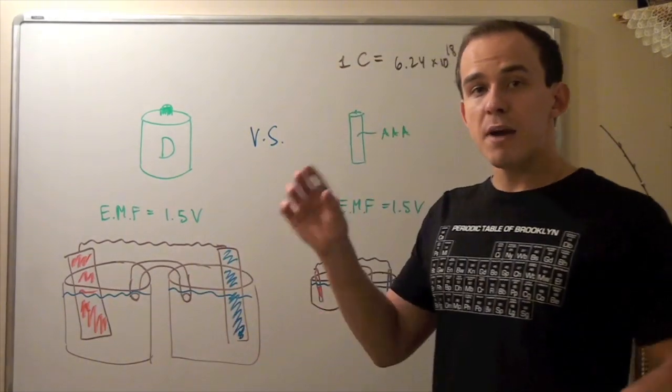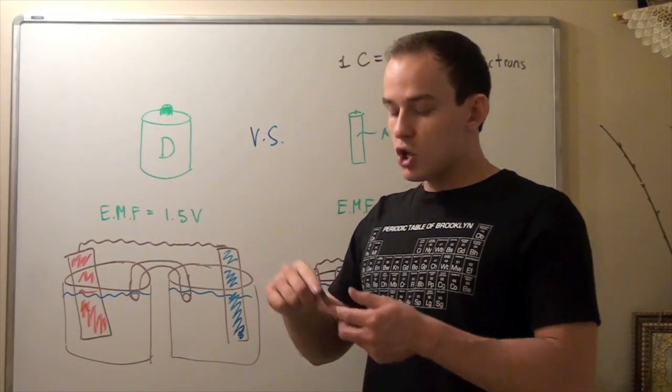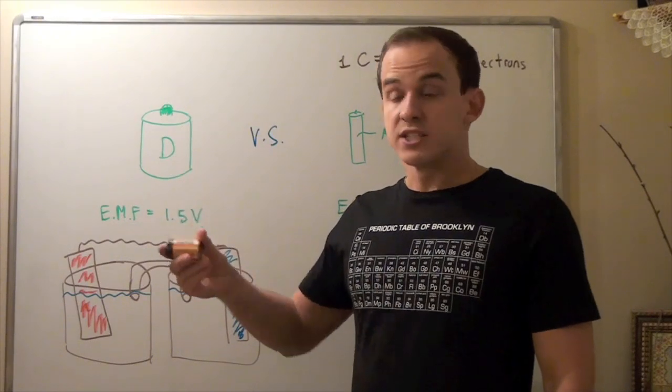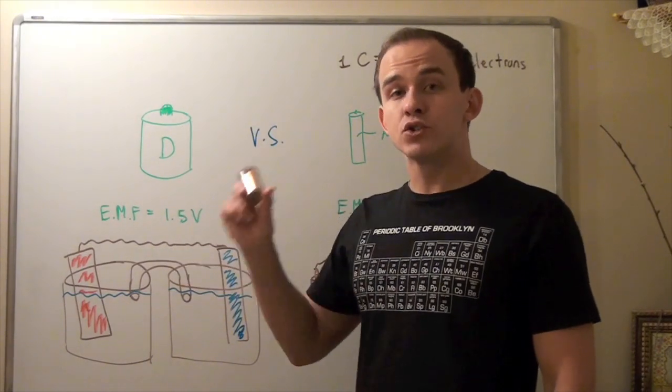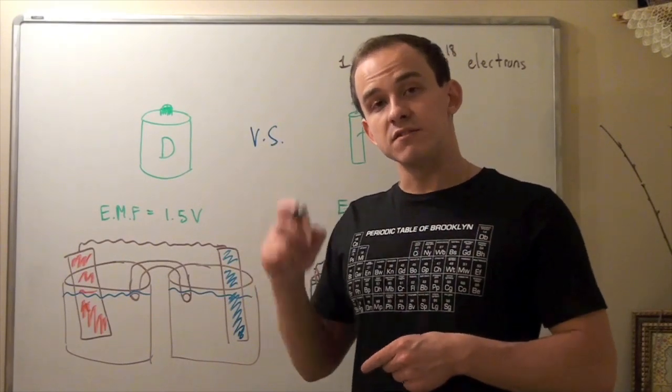So for example, this battery will be able to run a light bulb for say 15 minutes, while this guy will run a light bulb for say 4 hours. So this guy literally has more electrons in it than this guy. And that's the difference. That's why this is more expensive than this.